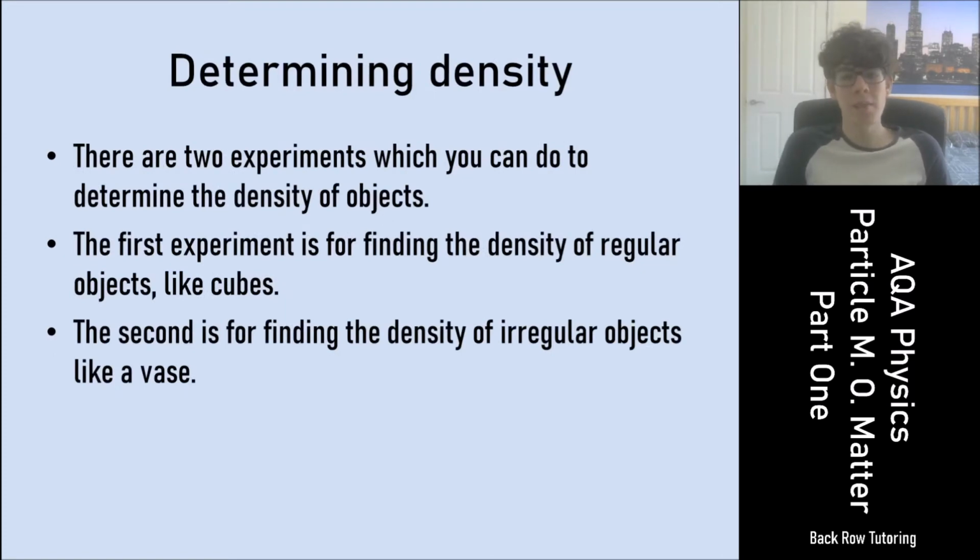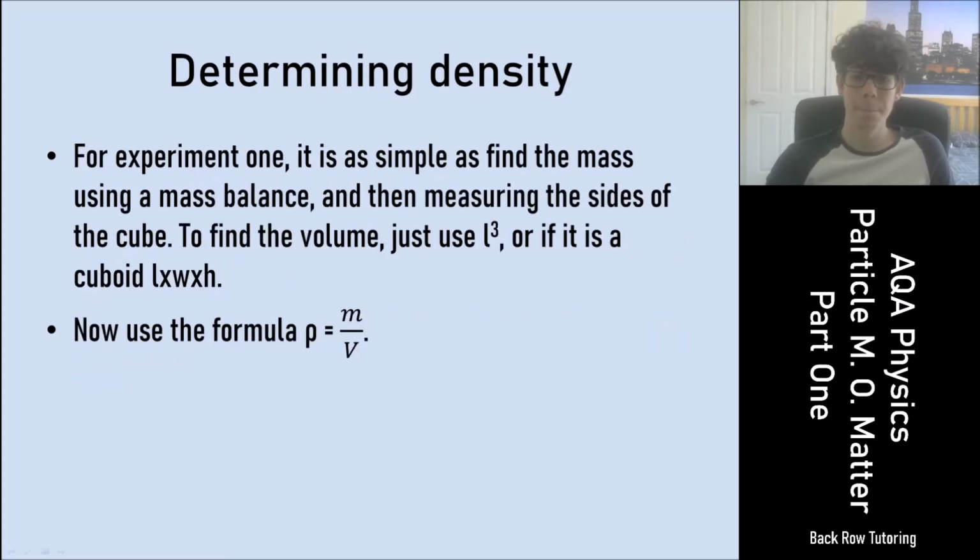There are 2 experiments which you can do to determine the density of objects. The first experiment is for finding the density of regular objects, like cubes, and the second one is for finding the density of irregular objects, like a vase. For experiment 1, it is as simple as finding the mass using a mass balance and then measuring the sides of the cube. To find the volume, just use L cubed, or if it's a cuboid, length times width times height. Now use the formula density is mass divided by volume.